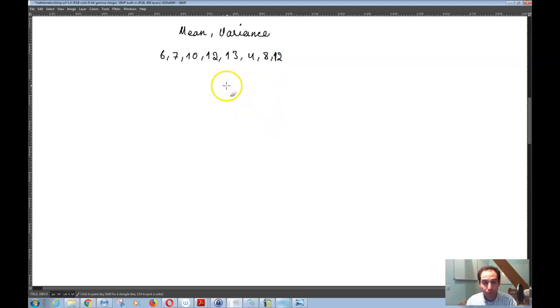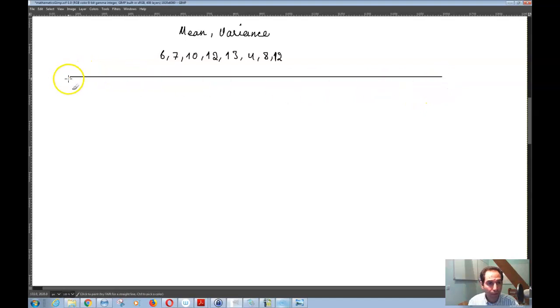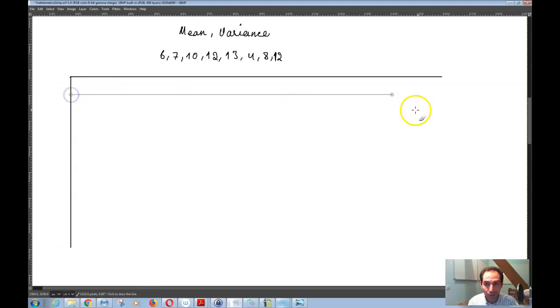Okay, so to find the mean of your data, well, you can of course add all of these numbers together and divide by the number of those numbers, and that gives you the mean. That's not very complicated, but let's form a table here and write them in ascending order.